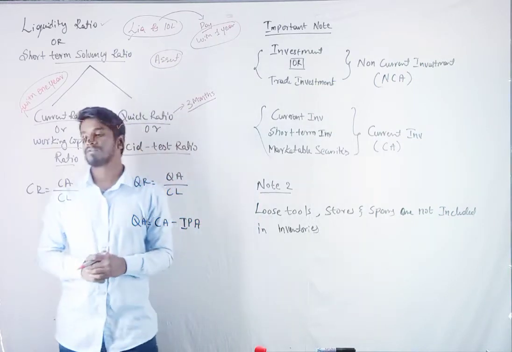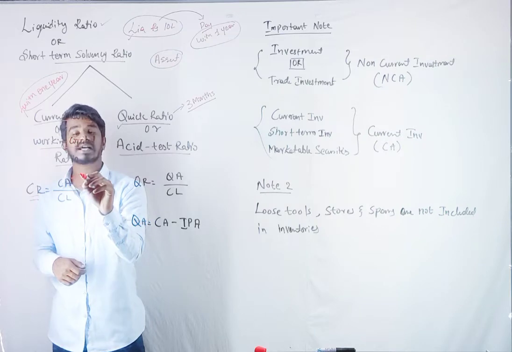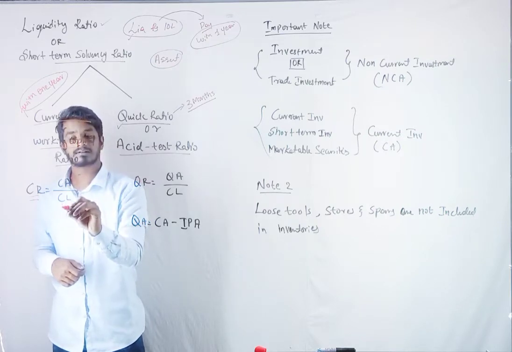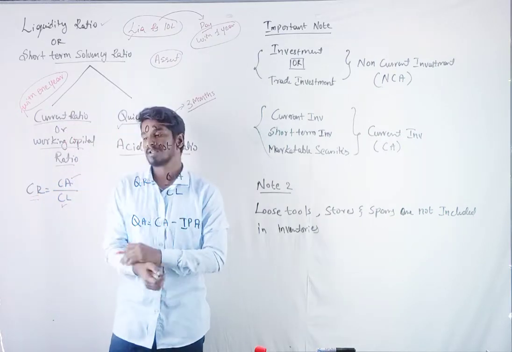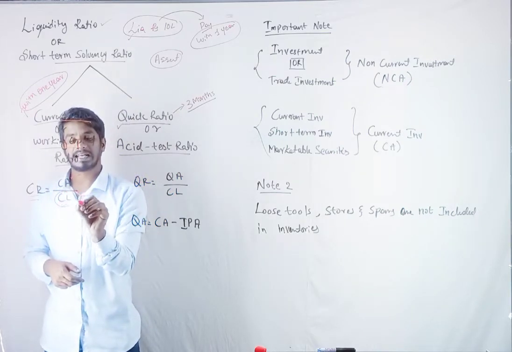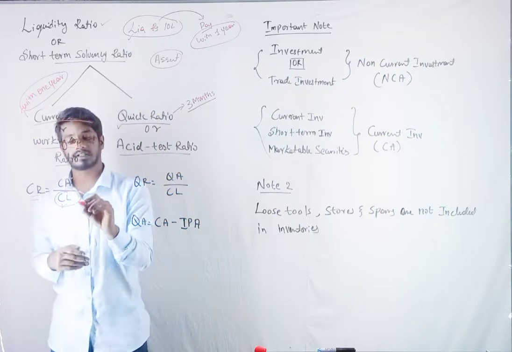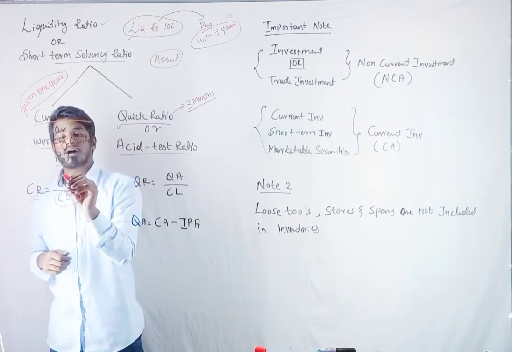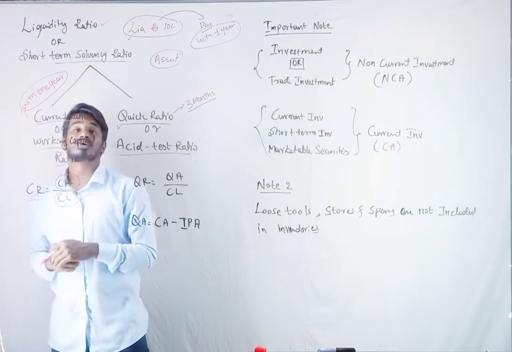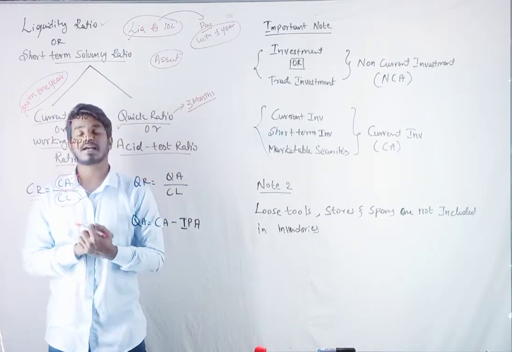What is the formula for current ratio? Current ratio equals current assets divided by current liabilities. It means however much current liability I have, whatever I should pay within 1 year, how much asset I have, so that I can pay my liability by selling these assets.